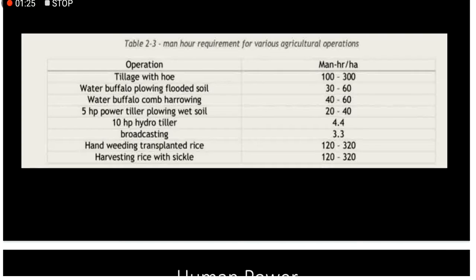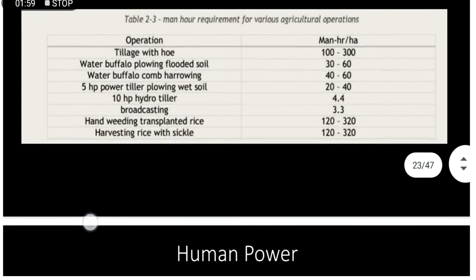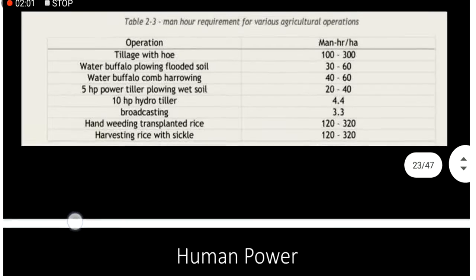Then for water buffalo comb harrowing, 40 to 60. 5 HP power tiller plowing wet soil, we need 20 to 40. 10 HP hydro tiller, 4.4. Broadcasting, which is manual fertilizer application, we need 3.3 man-hours per hectare. Hand weeding transplanted rice, 120 to 320 man-hours per hectare. Harvesting rice with sickle, also 120 to 320 man-hours per hectare.